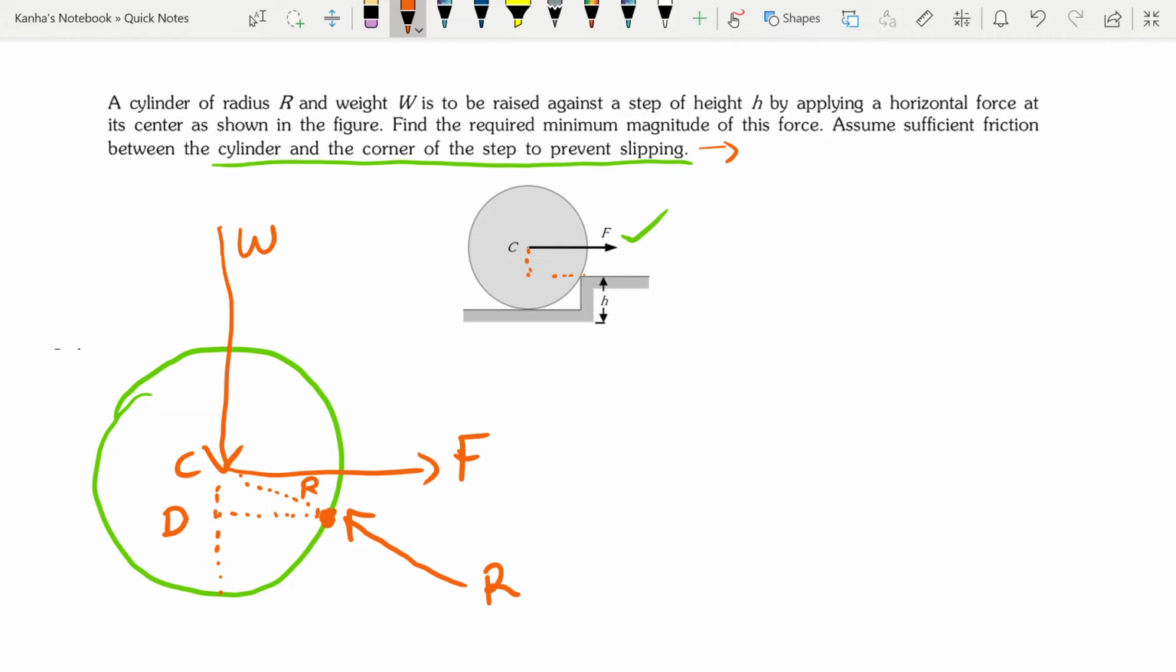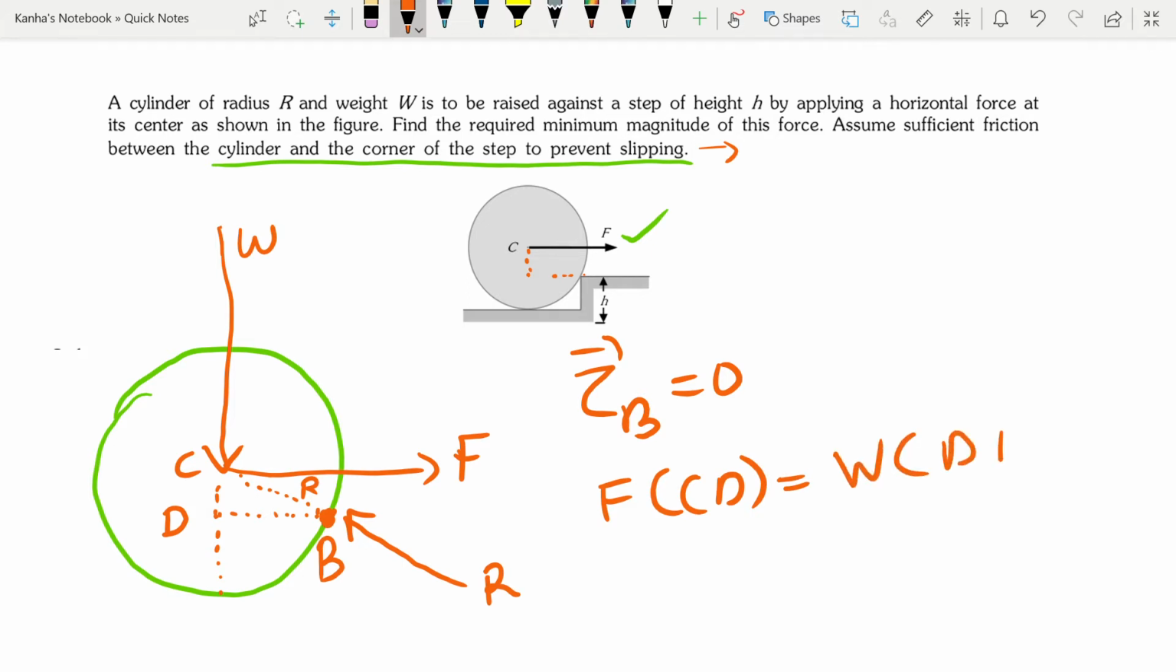Now there are three coplanar forces acting on it, F, W, and R. So the torque equations for all of these need to be 0 with respect to the corner B. Let me write this as B. With respect to this corner, the torque with respect to B should be equal to 0. So what does this mean? That F times CD is equal to W times dB.